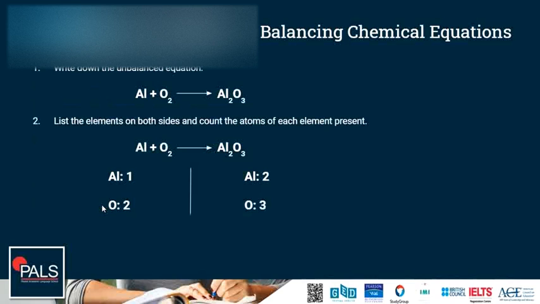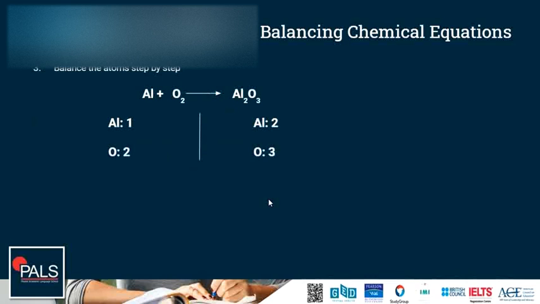Okay, let's go over an example, the same as we had before. Write down the unbalanced equation. Aluminium plus oxygen gives aluminium oxide. Here we have the unbalanced equation. Al plus O2 gives Al2O3. Now let's list the elements on both sides and count the atoms present. So we list Al and O on both sides. At the moment we have 1 aluminium and 2 oxygen on the left, 2 aluminium and 3 oxygen on the right.